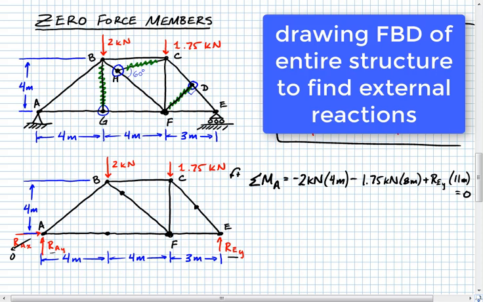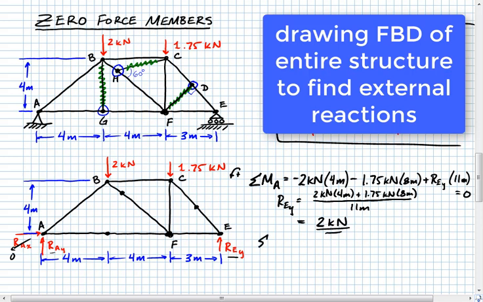So after doing that, what we'll find is that REY is just equal to 2 kilonewtons times 4 meters plus 1.75 kilonewtons times 8 meters. All that divided by this 11 meters. After doing that, we'll find that REY is just equal to 2 kilonewtons. All right, so we've got that's equal to 2 kilonewtons.